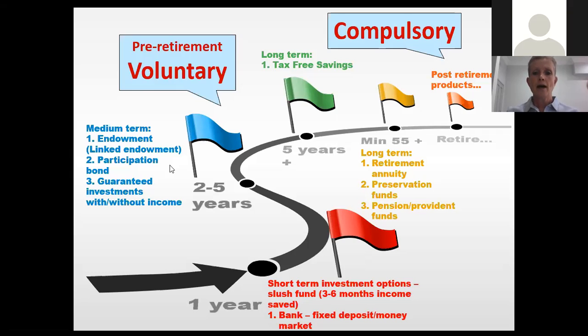We then move into the compulsory space, which, when I say compulsory, it's just because you've got no choice, I should say, but it's not really true. But that's things like retirement annuities, preservation funds, and pension and provident funds. And that basically you're saving from now up until retirement. And retirement minimum age is 55. A lot of the employer funds are much older than that. They have a 60 or a 65 retirement age. But the earliest you can retire from any of those 3 products is 55 years old.